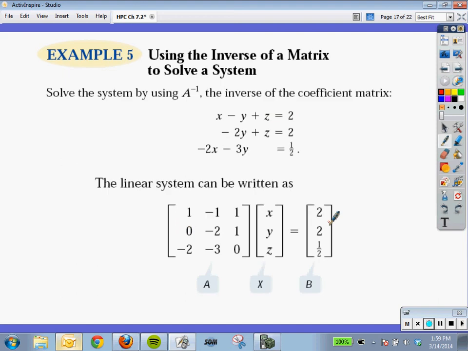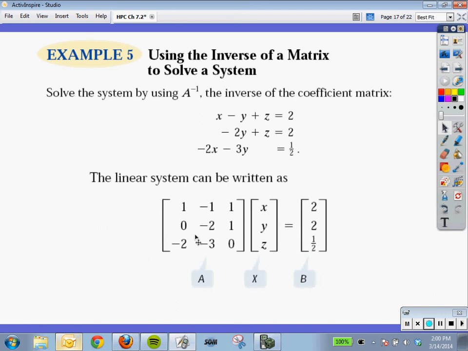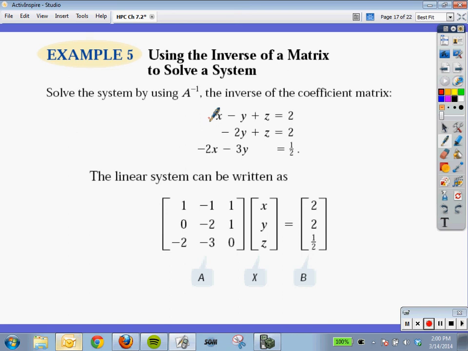Okay. So you guys, in example 5, we want to solve this system of equations using the inverse matrix. So the first thing we want to do is set up some matrices based off this system of equations here. This first matrix, A, is literally each one of the coefficients on the left. This x has a coefficient of 1, this y has a coefficient of -1, this z has a coefficient of 1. And you can see that right here, 1, -1, and 1.